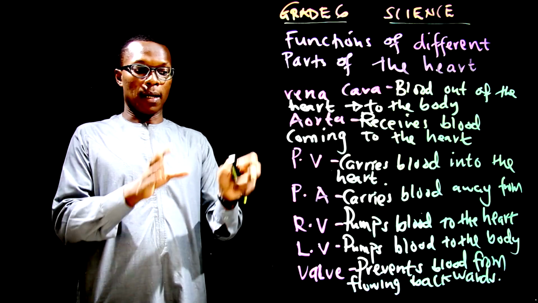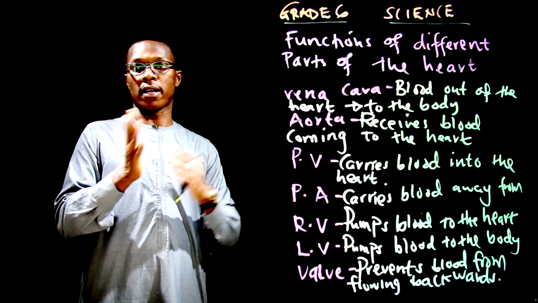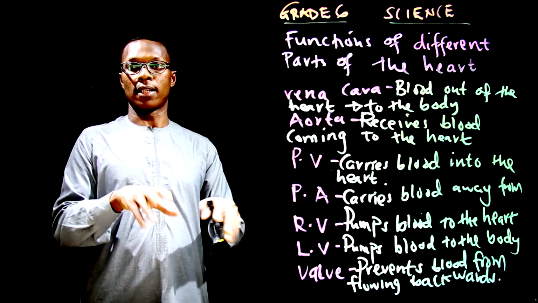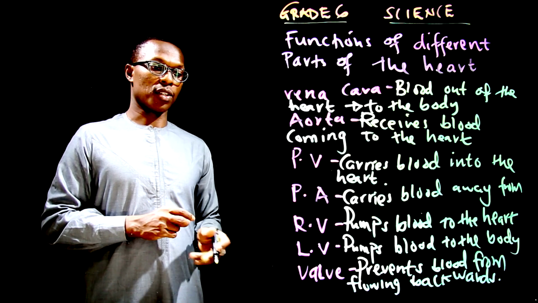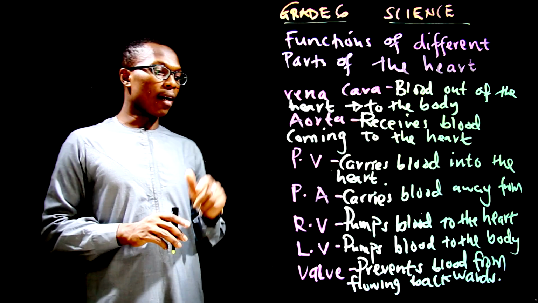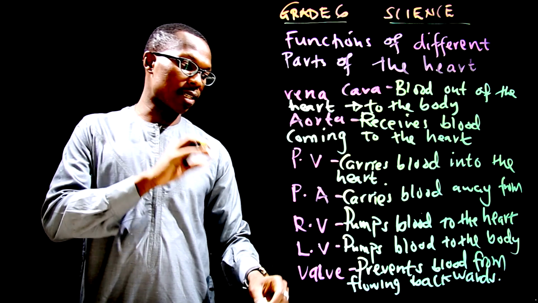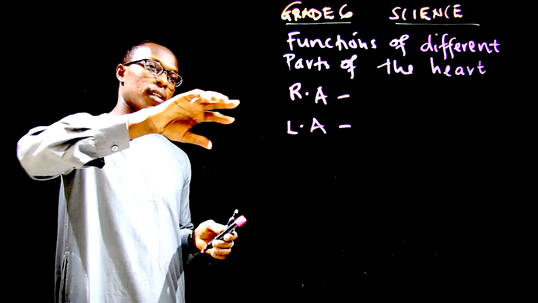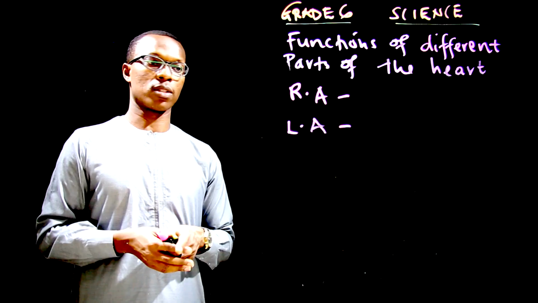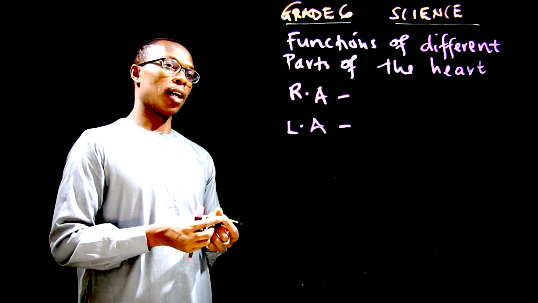Another thing, remember, apart from the valves, we also have the walls. The walls separate the deoxygenated blood and the oxygenated blood inside the heart. Now we have these two parts remaining. Let's finish these two parts, and that will be the end of our lesson. Now we have the right auricle and we have the left auricle.